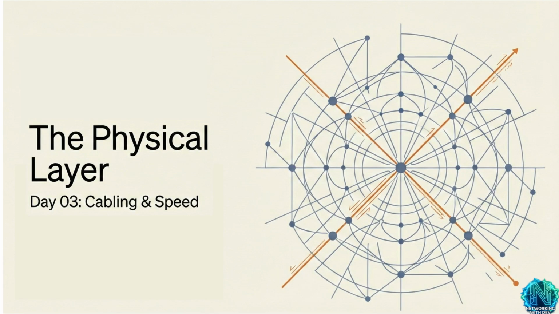Welcome back. Today we're moving from the high-level concepts of network architecture and diving straight into the foundation of it all, the physical layer. In Day 03 of our series, we're focusing on cabling and speed. Think of this as the literal nerves and veins of the digital world. We'll be breaking down the essential media that makes communication possible.